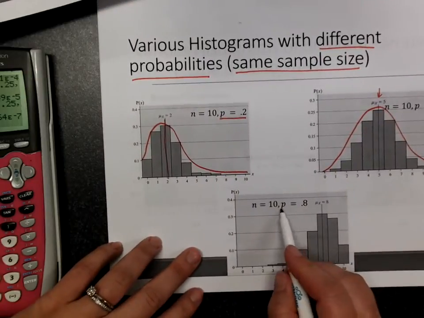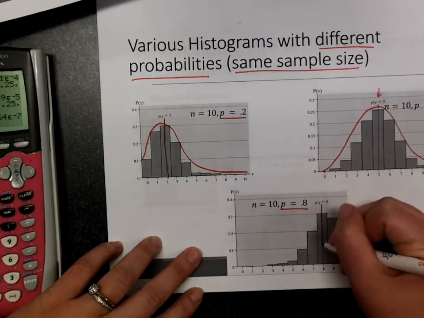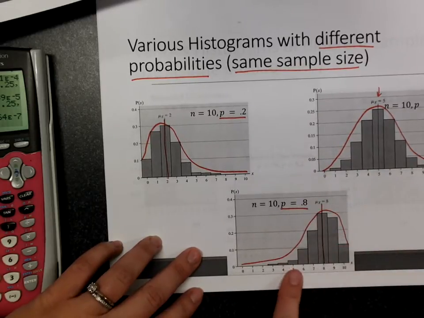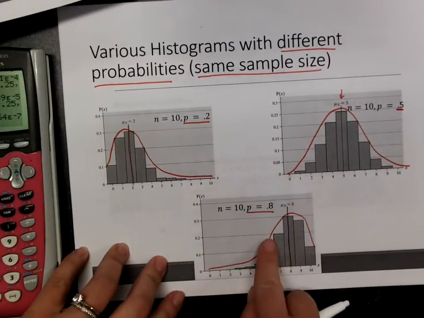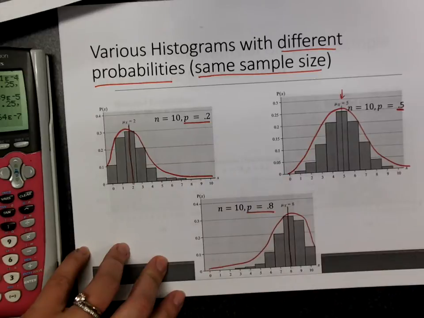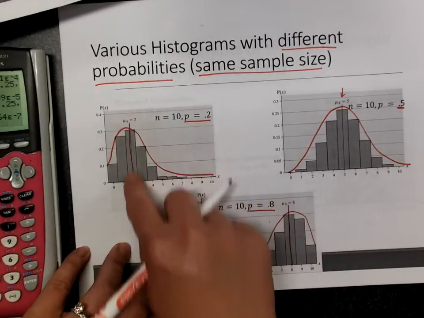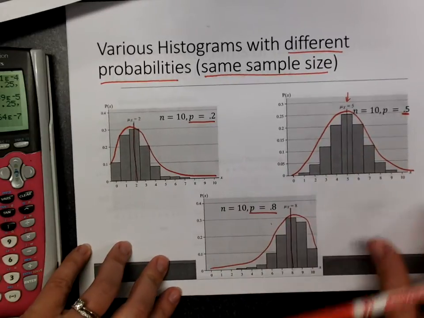Here we have a probability of success of 0.8, same sample size, so this time the mean is at 8. And you'll notice that the majority of the data is centered around 8. So the same sample size with increasing probability changes the direction of the histogram. And that's because of where the mean falls. The mean is where the majority of the data are going to be for these.